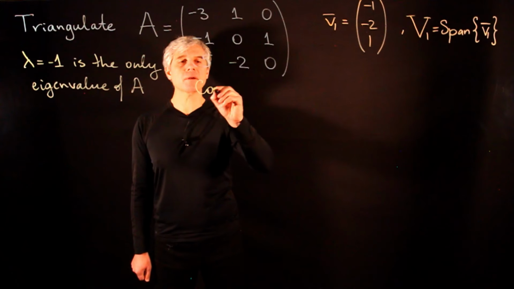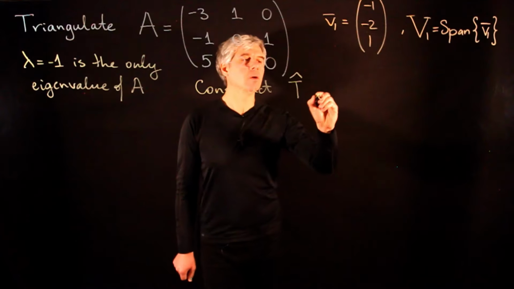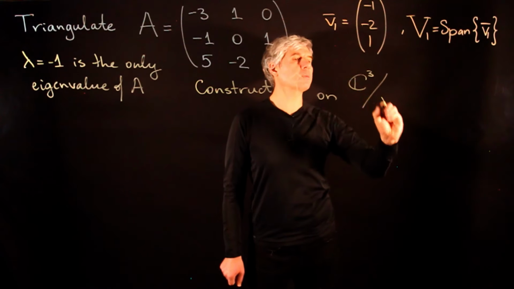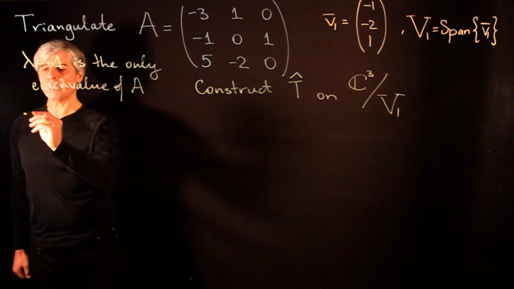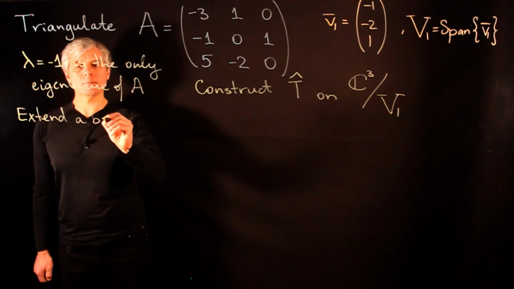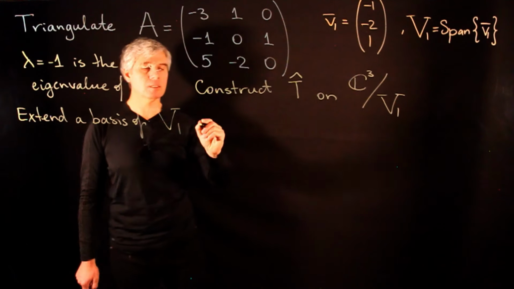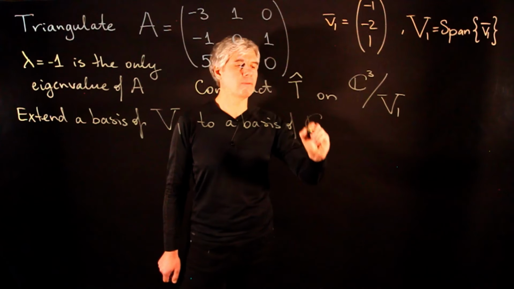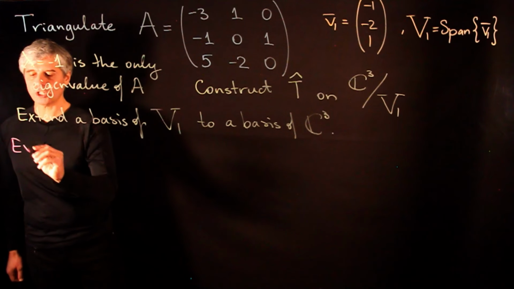Next, we want to construct our operator T hat on the quotient space, which is C3 quotient by a one-dimensional subspace spanned by our eigenvector. To achieve this, we are going to extend a basis of V1, which is one-dimensional in this case, to a basis of C3. Here, a convenient tool is the following exchange lemma.